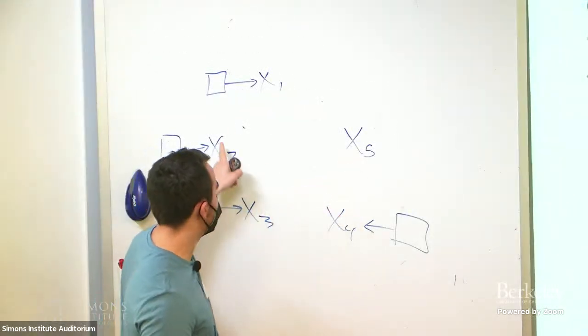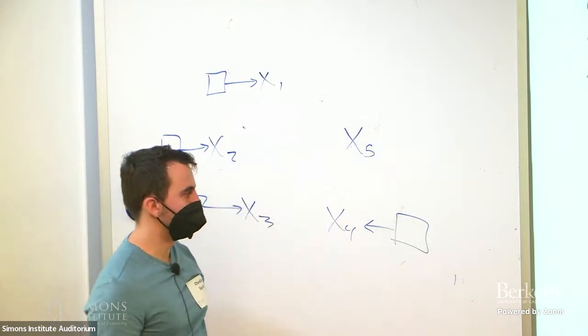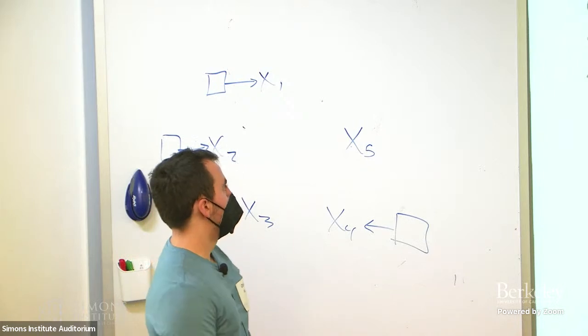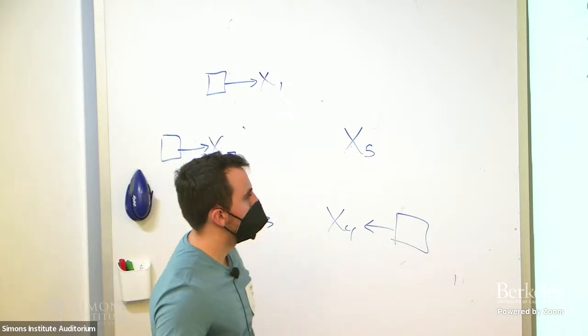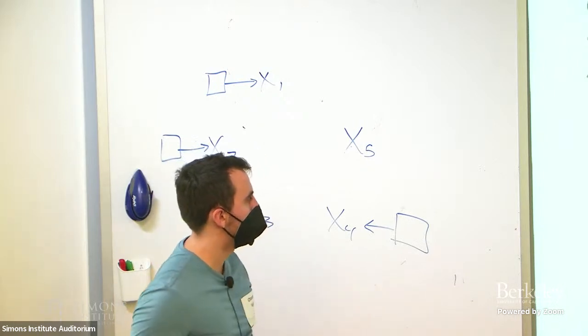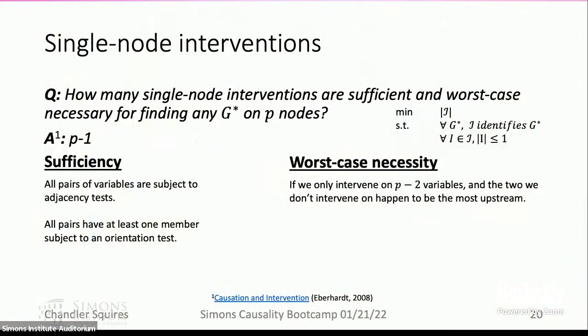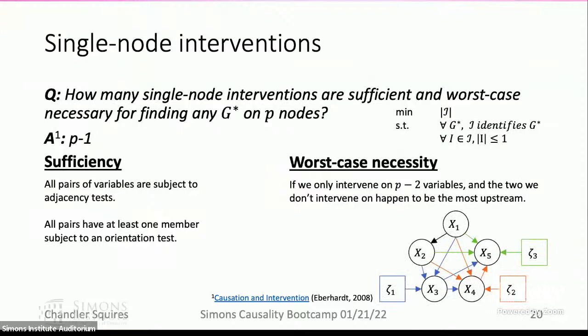But because you've intervened on every other variable, that's going to be your orientation test. Now, is that really the best we can do? Yes, if we don't know the graph. The most pessimistic case is that we intervene on all but 2 of the variables, but the 2 that we don't intervene on happen to be the most upstream.